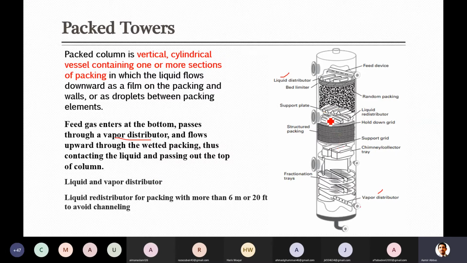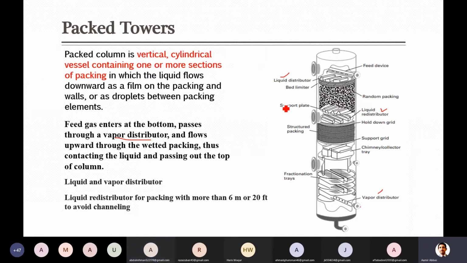For example, if column height is more than 6 meters or 20 feet, then we have to install something called a liquid redistributor. Here it is also mentioned in the diagram, liquid redistributor. The purpose of the liquid redistributor is to avoid channeling. If the packing inside the column is above 6 meters, then after this height, from experience, people have observed that liquid will start making some channels. What does this word mean, channels? Anyone know about it? A predicted path, like it will follow the same path. Yes, good.